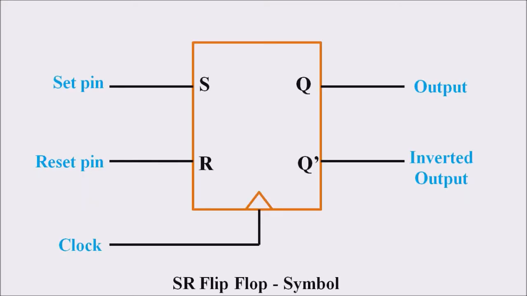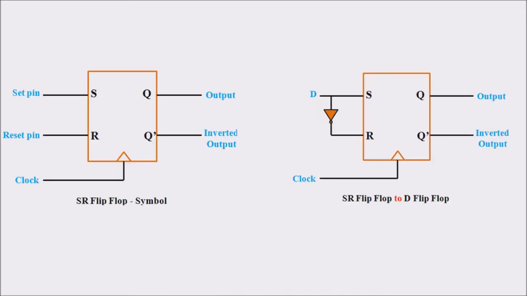So if we are analyzing the symbol of the SR flip-flop, it has 5 pins: a set pin, a reset pin, and a clock pin, as well as 2 output pins. Those output pins are the output as well as an inverted output pin. As we mentioned, this SR flip-flop can be converted into a D flip-flop by simply introducing an inverter at the input pin. If we provide an inverter at the S input and the output of that inverter is given towards the R, then this SR flip-flop can be easily converted into a D flip-flop.